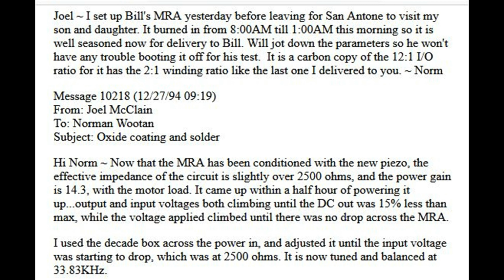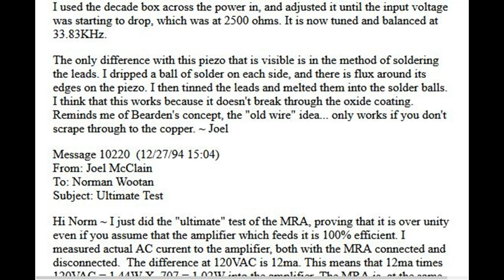Output and input voltages both climbing until the DC out was 15% less than max, while the voltage applied climbed until there was no drop across the MRA. I used the decade box across the power in, and adjusted it until the input voltage was starting to drop, which was at 2500 ohms. It is now tuned and balanced at 33.83 kHz.